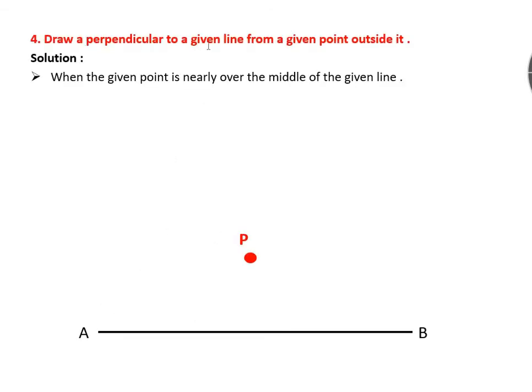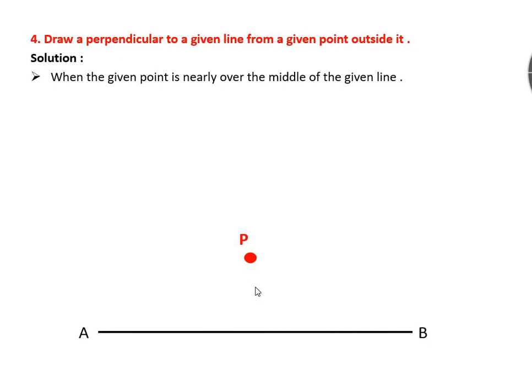How to draw a perpendicular to a given line from a given point outside it. Now, in the previous question, the point P was lying within the line AB itself, but this time the point P is lying outside the line AB. But we see one thing, the point P is not lying away from the middle point, it's just above the middle point or somewhere nearby the middle point. Not within the line, but at the top of the middle point.